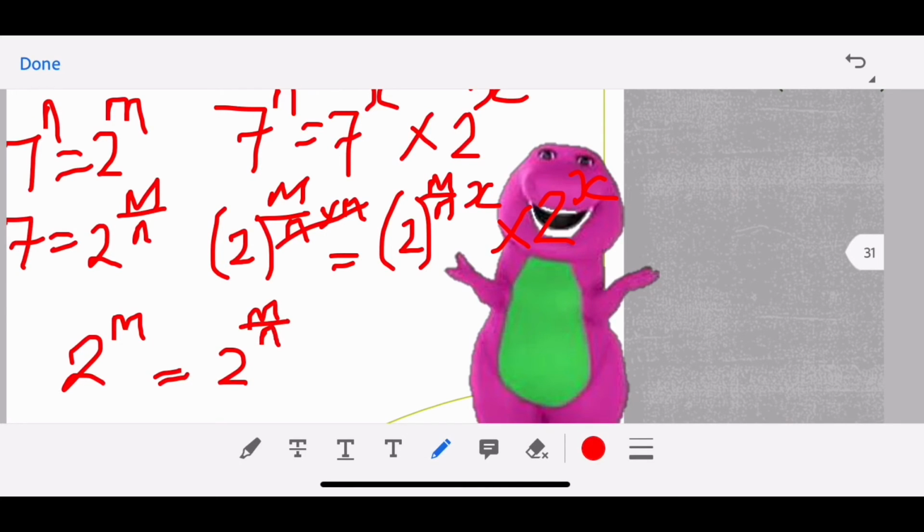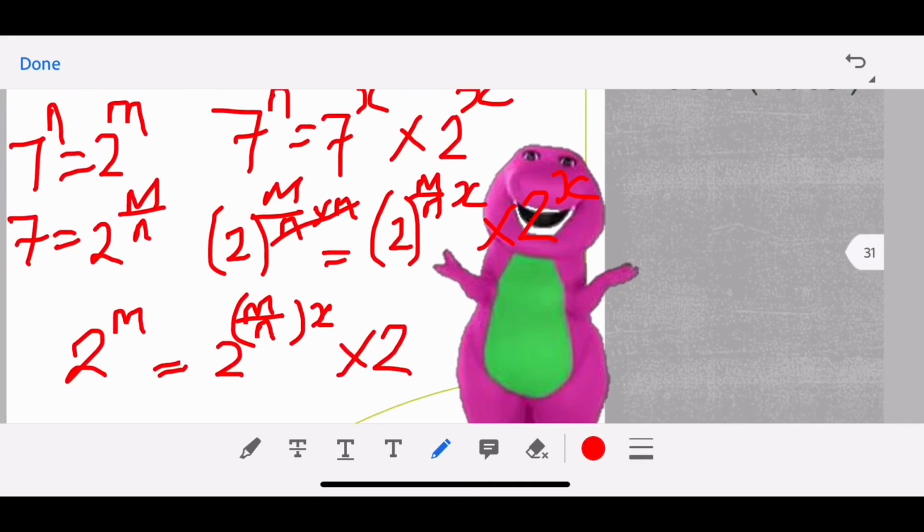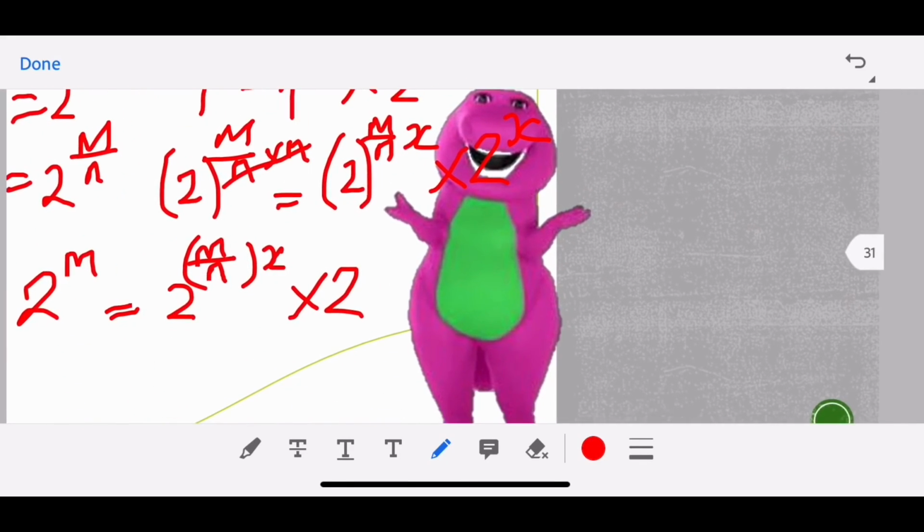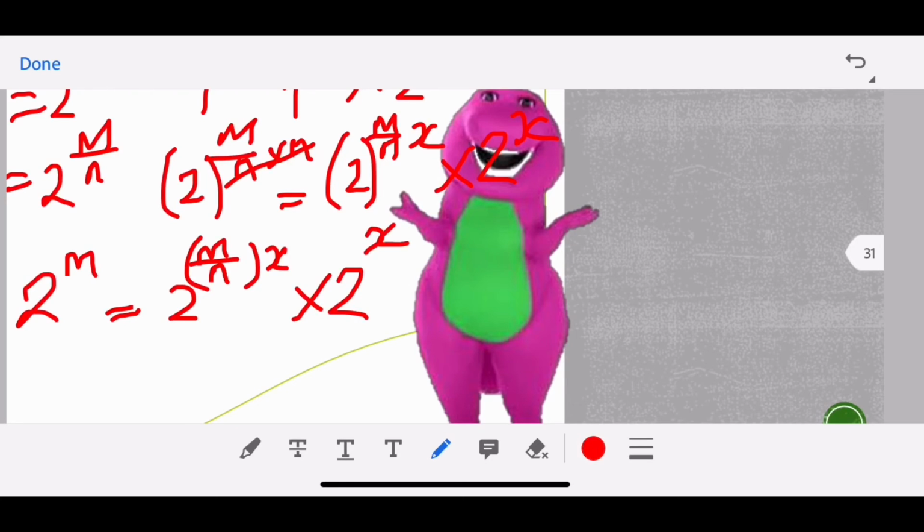Okay, and then m over n x. And then you can just add, right? Because it's multiplied with the same base. Okay, never mind, we just write times 2 to the power of x. Okay, finally we will take the power m, equal to m over n x plus x, right?